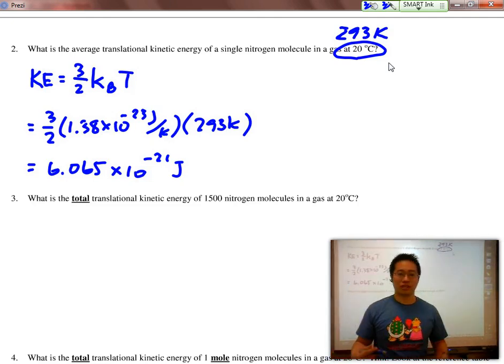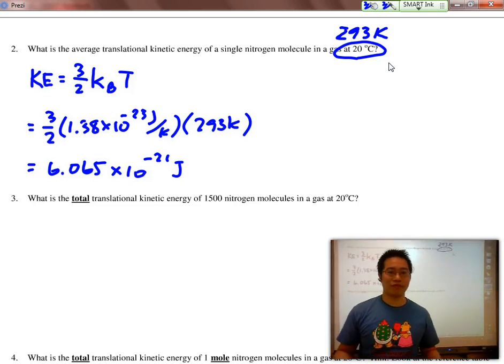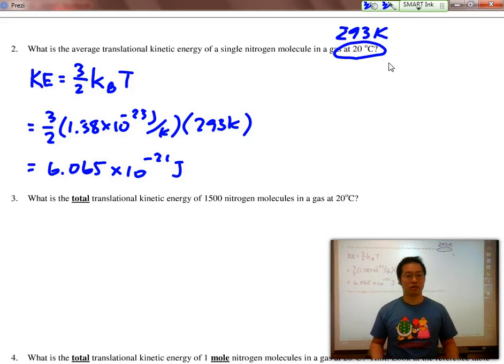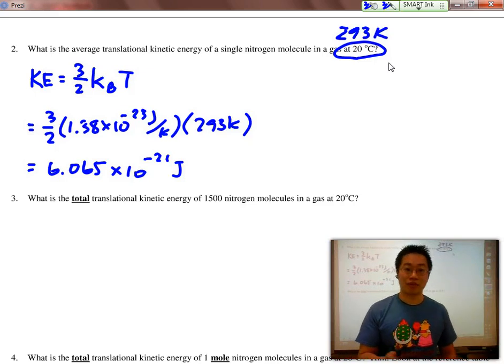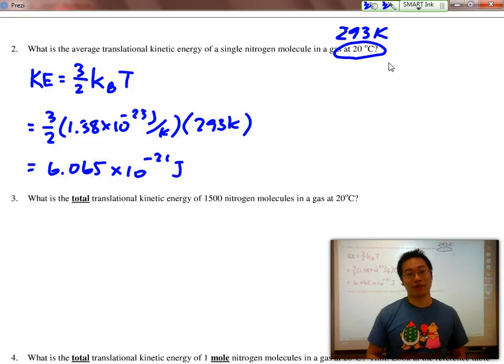Now, notice, did I actually use any of the information about nitrogen yet? No, because it doesn't matter what kind of gas it is. Any gas at that temperature has the exact same kinetic energy. However, they don't all have the same speed. So in this case, when we solve for speed, we'll actually deal with the mass of nitrogen.